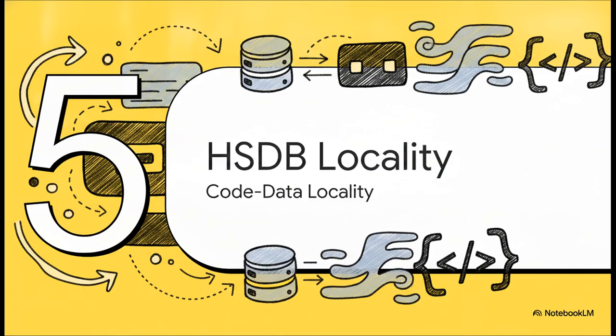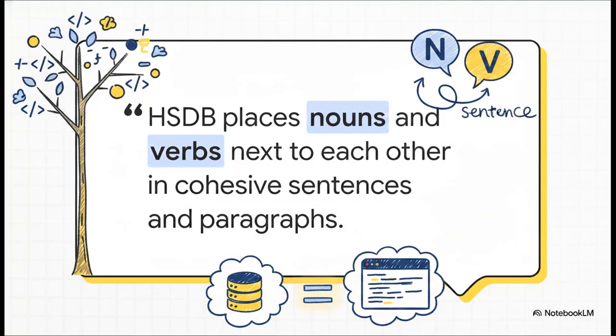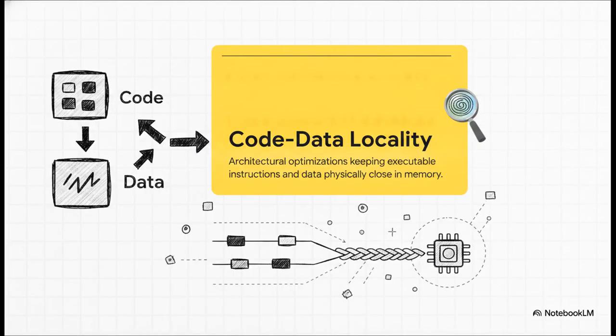Section 5, HSDD and Code Data Locality. This quote from researcher Kyle MacLean-Smith perfectly captures the architecture of SeedTreeDB, which is a patented implementation of HSDB. He points out that if traditional systems separate nouns from verbs, HSDB places them next to each other in cohesive sentences and paragraphs. It is just a brilliant linguistic metaphor. By using JavaScript for both data retrieval and scripting, HSDB mathematically merges the application layer and the database layer into a single, cohesive unit. So the crucial concept here is code data locality.